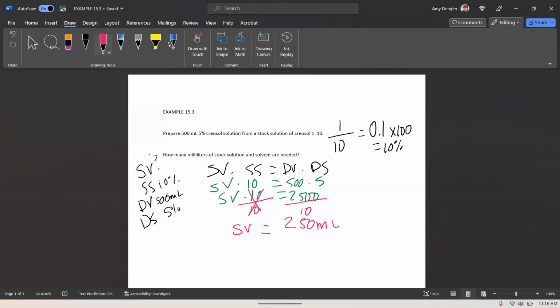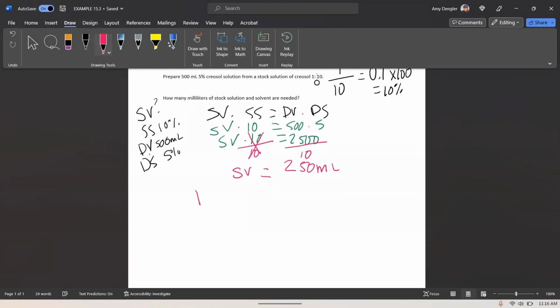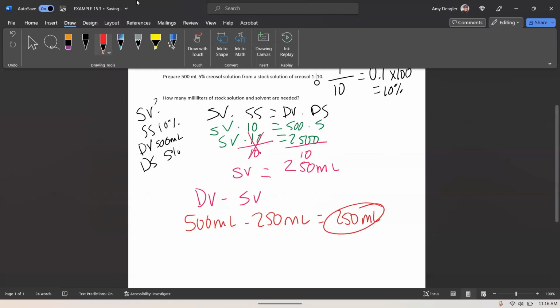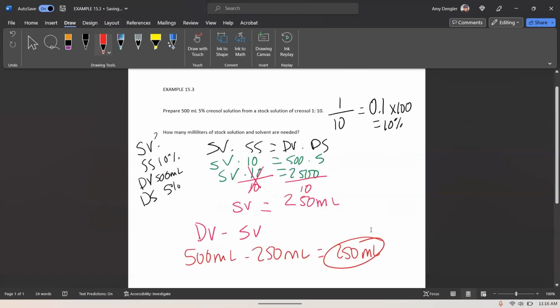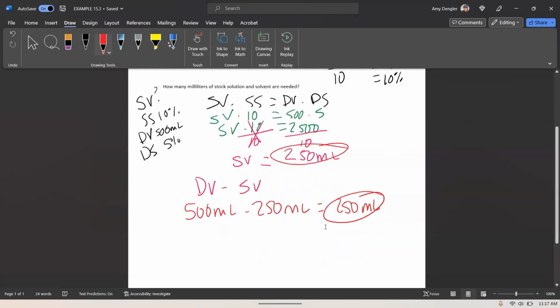Now I need to do my DV minus SV to find out how much solvent I'm going to need. So my DV is 500 ml and my SV is 250 ml. 500 minus 250 is 250 ml. So that's that. So the answer is we need 250 ml of the stock solution and the solvent is also 250 ml.